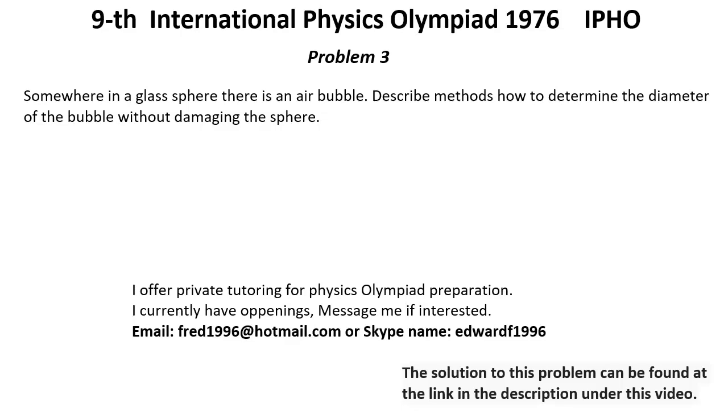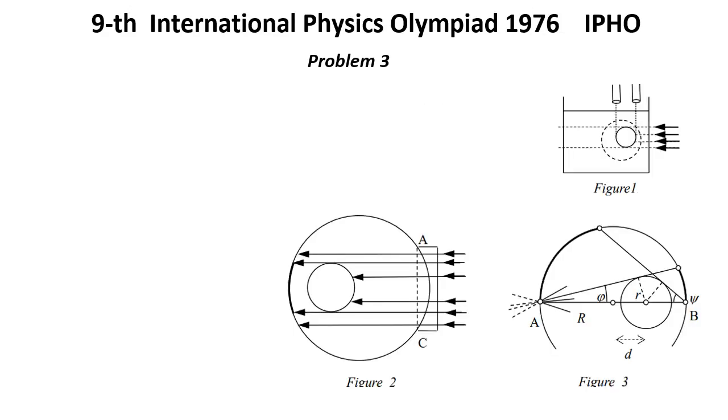Problem number 3. Somewhere in a glass sphere there is an air bubble. Describe methods how to determine the diameter of the bubble without damaging the sphere. Solution for problem number 3. We cannot rely on any value about the density of the glass.